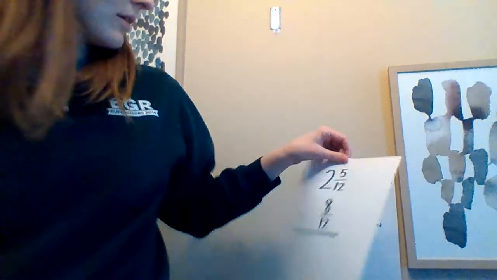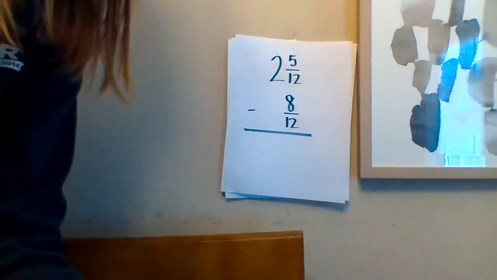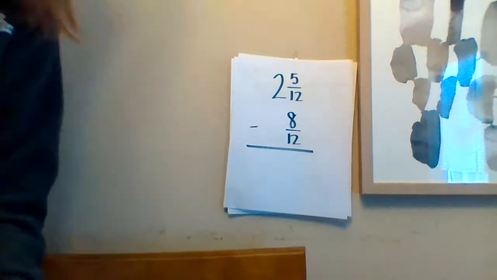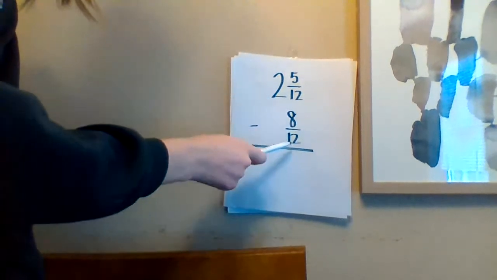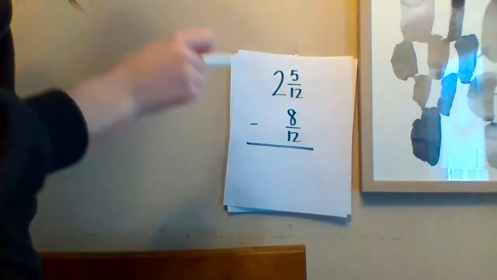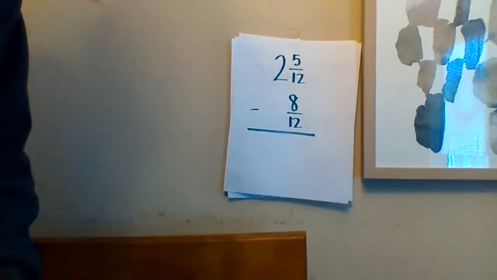Because now, what if we have a problem like this? Okay, if we have 2 5/12 minus 8/12, this is still bigger than this. 2 5/12 is bigger than 8/12, but the difference is the place over here. If I can't do 5/12 and take away 8/12 from it. I can't do 5 minus 8, right? I have to do something to make that not be the case.